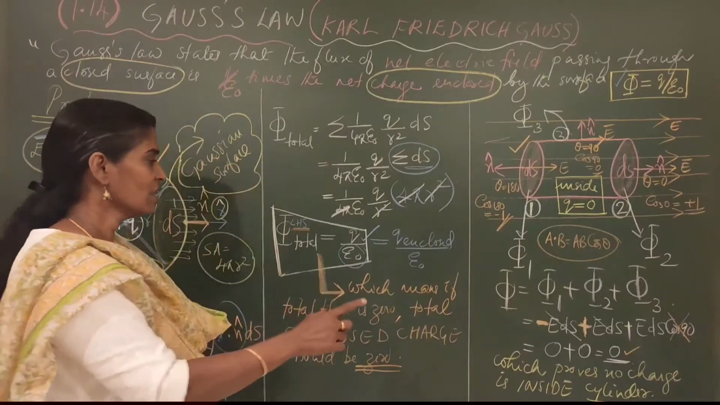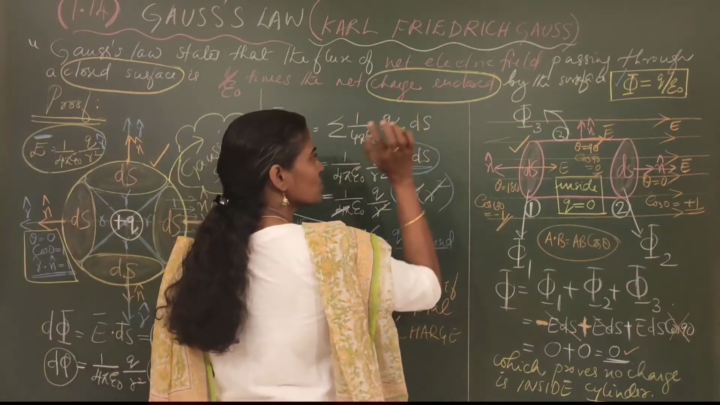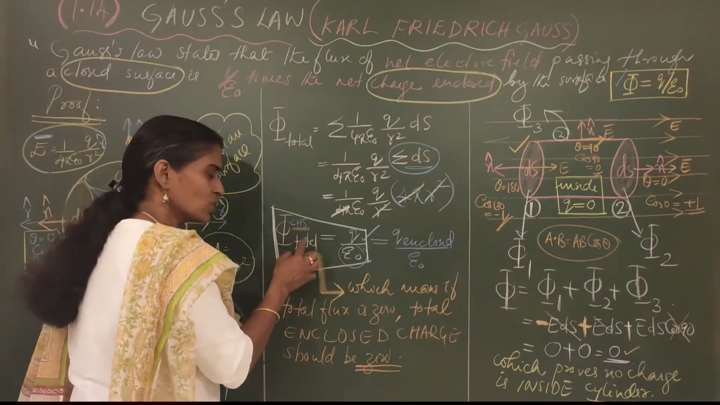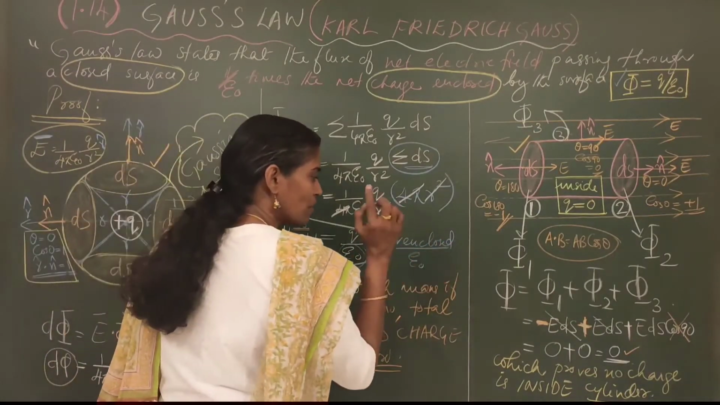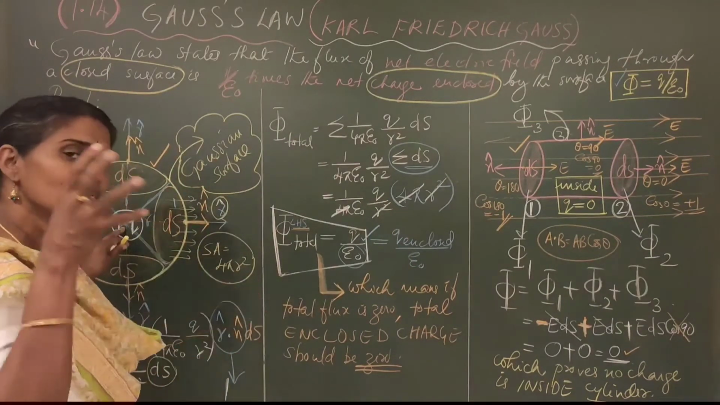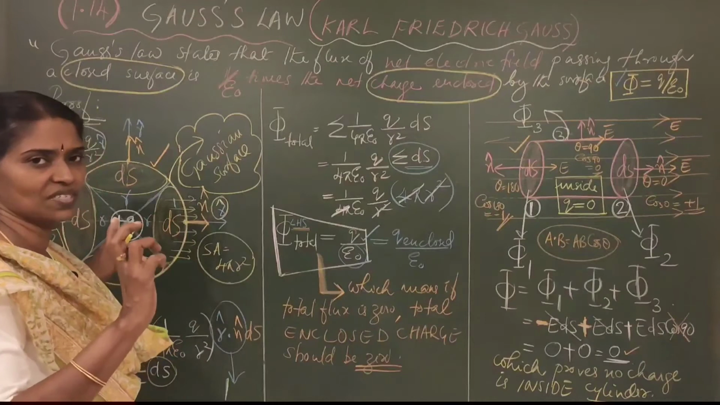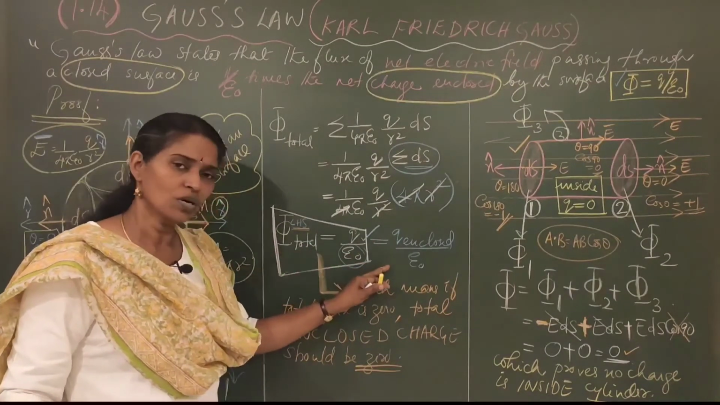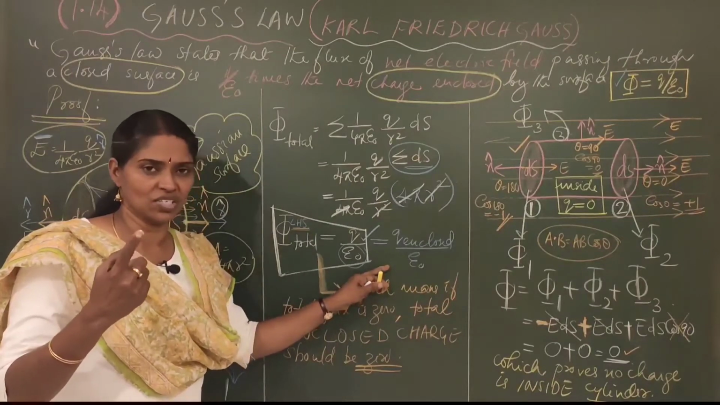Very important thing. Q is enclosed charge. To be specific, you can write phi total as q enclosed by epsilon 0. Clear? Charge is well inside the Gaussian surface. Okay? But this law raises a verification.